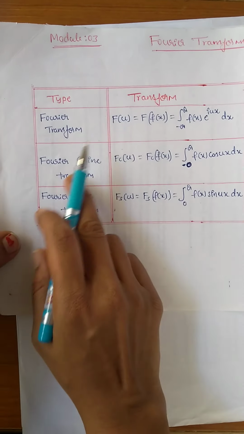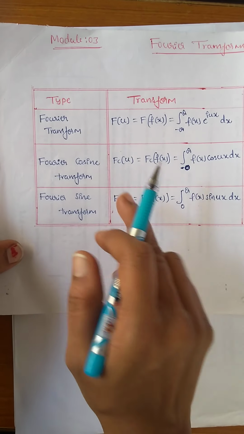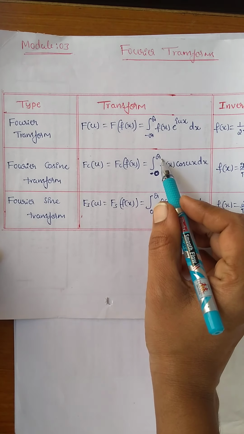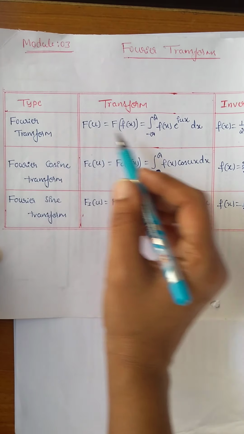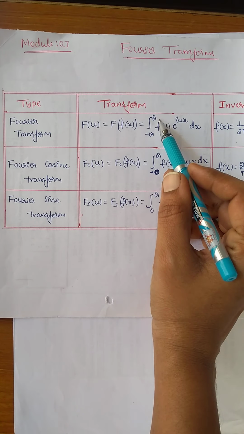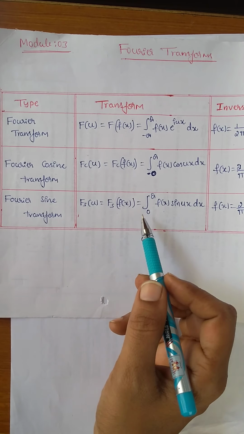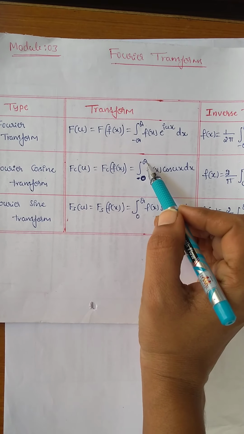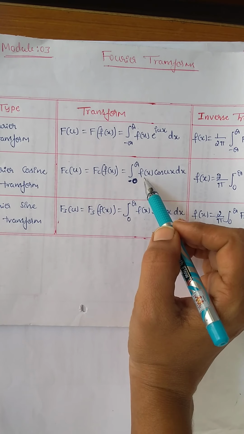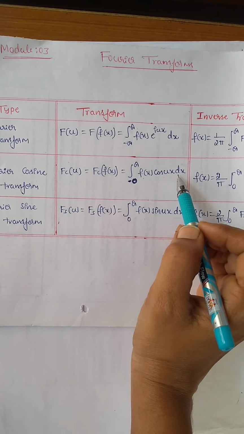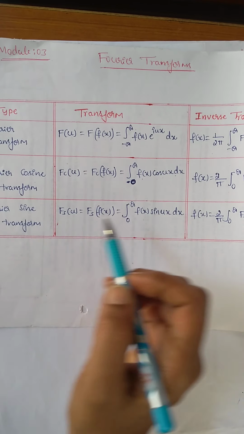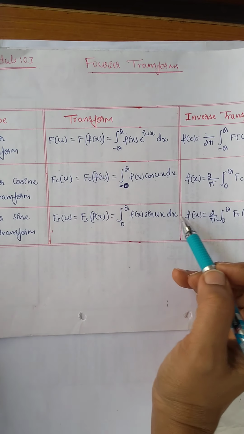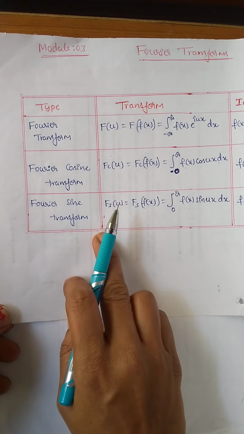We have the Fourier cosine transform formula: Fc of u, or Fc of f of x, is equal to the integration from 0 to infinity. For the direct Fourier transform formula we see integration from minus infinity to infinity, but for the Fourier cosine and Fourier sine transforms we see integration from 0 to infinity. In Fourier cosine, along with f of x we should take cos ux dx. In the Fourier sine transform, along with the function f of x we should take sin ux dx. This is the Fourier cosine and Fourier sine transform.